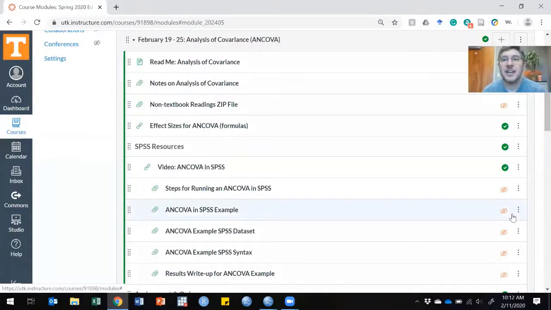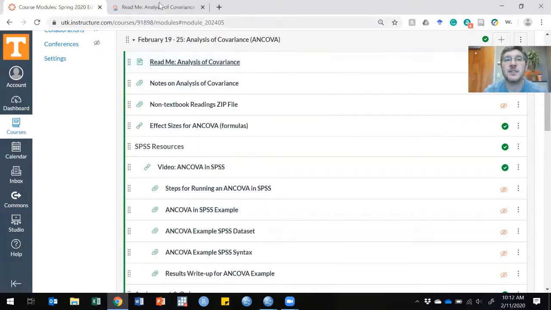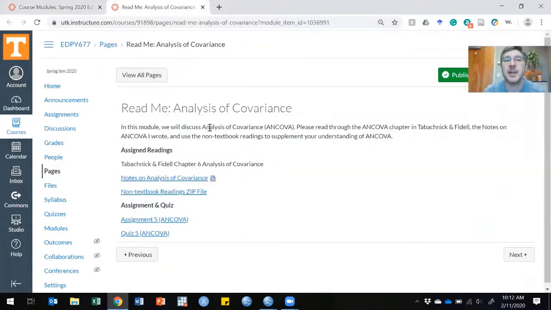Hey there, this is our module walkthrough for analysis of covariance. As usual, start off with the README file for analysis of covariance. Here we have the assigned readings for the week.